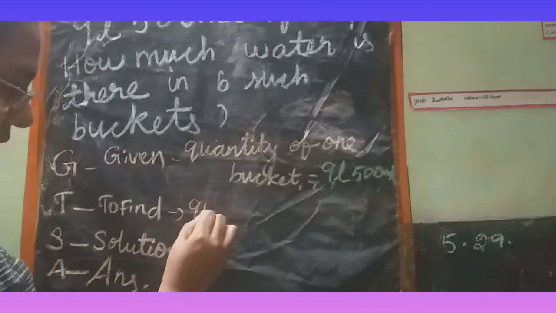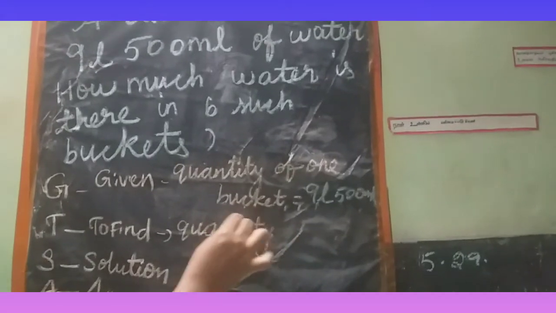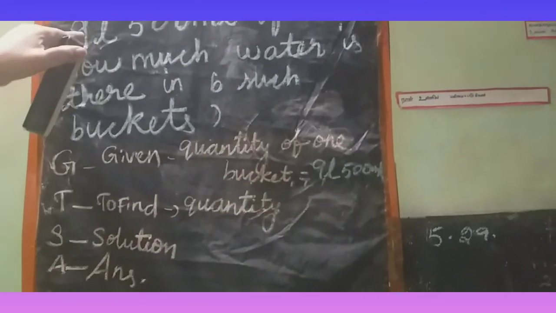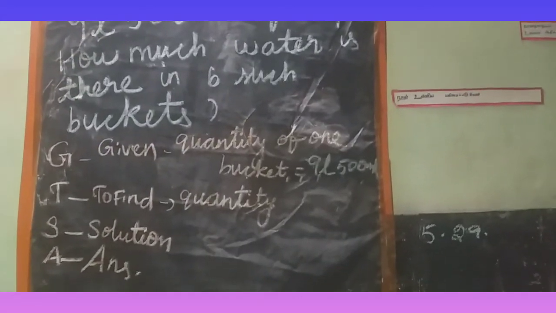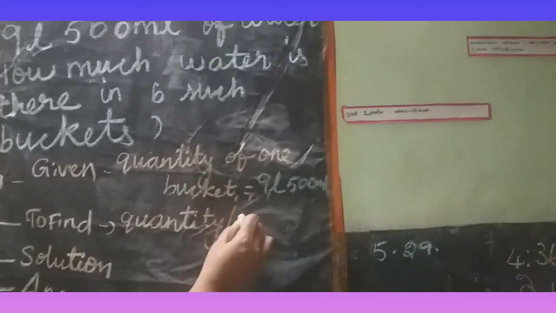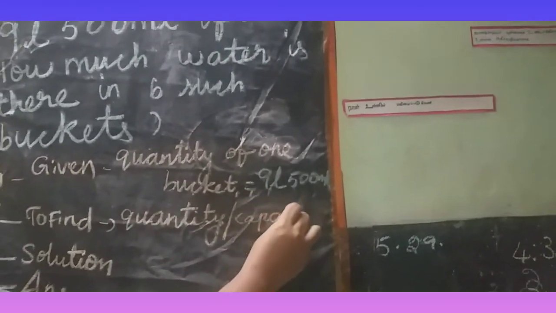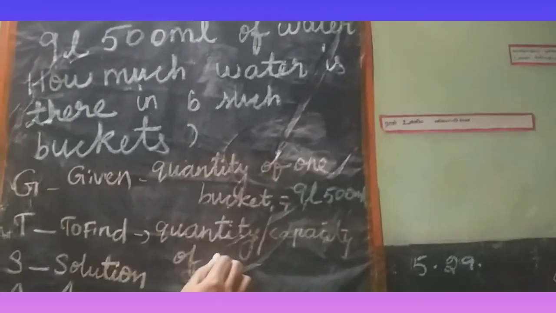And here you should write the quantity. Don't write the number. This is not a number. This is quantity, isn't it? The capacity. So you should write the capacity. You can write the capacity also. Capacity of 6 buckets.